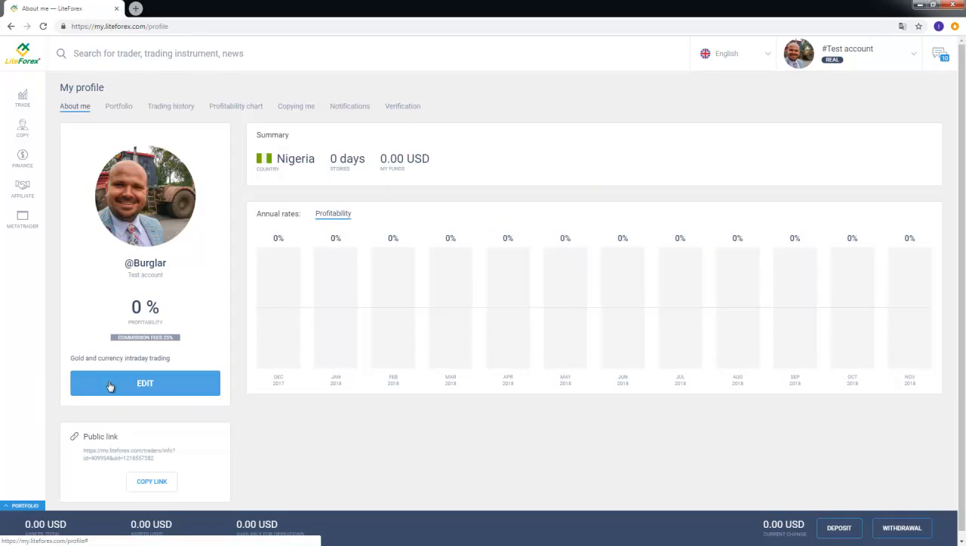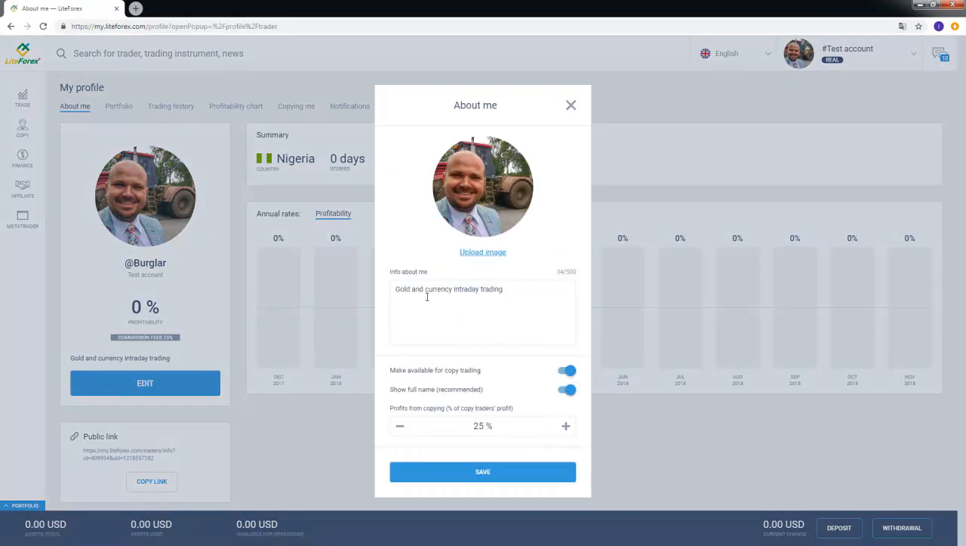Trader's profile. It includes the information about you as a managing trader, privacy settings, and the commission fee you will receive when your account is copied by other investors.